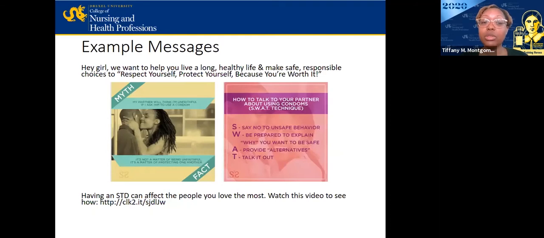And this is an example of some of the messages we came up with. So the top 2 lines, hey girl, we want to help you live a long, healthy life and make safe, responsible choices to respect yourself, protect yourself because you're worth it. That was what we considered a text message.